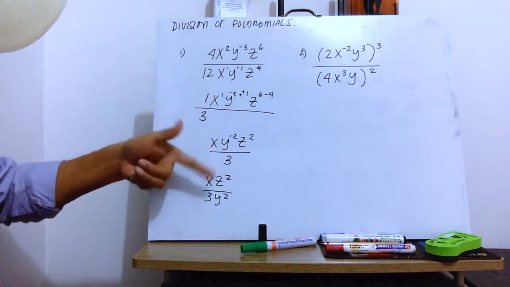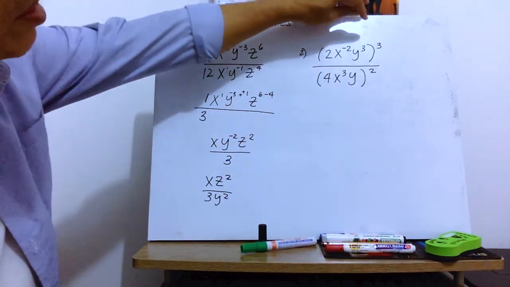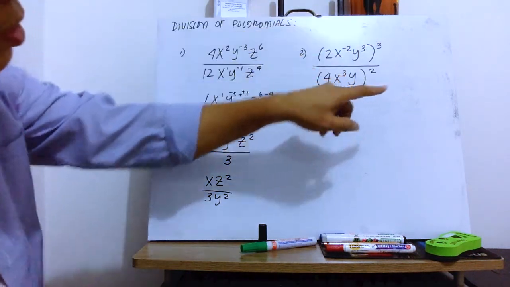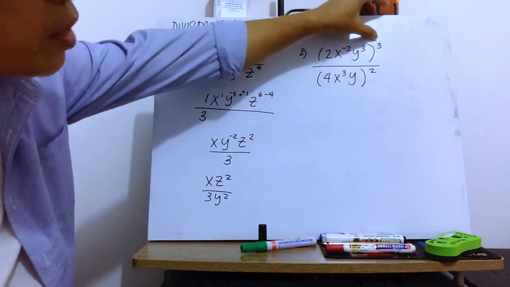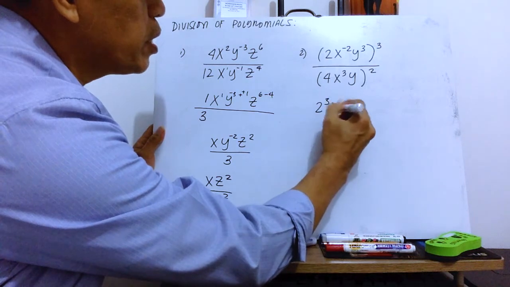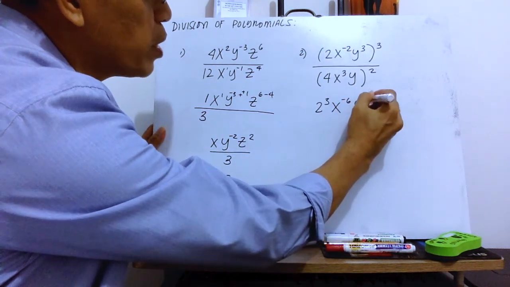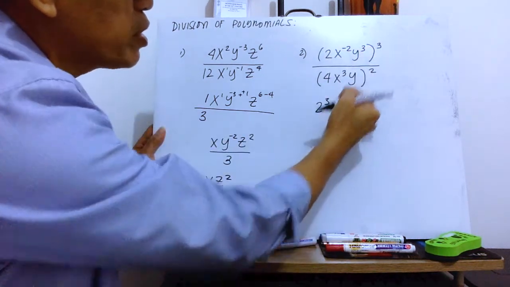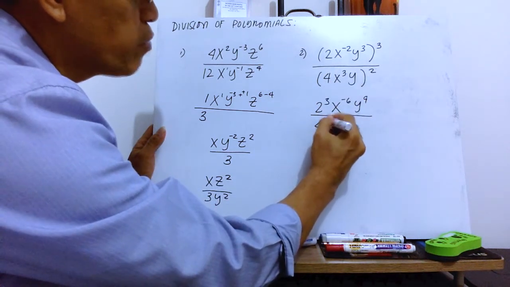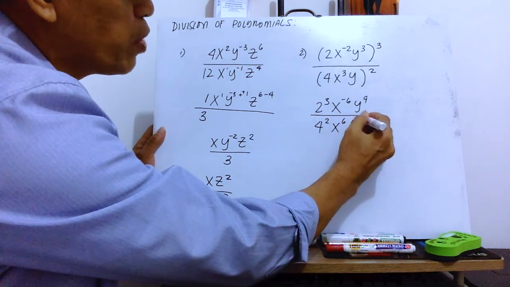Let's check. Okay, here, as you can see, they're all raised to a certain power, right? This is raised to 3, this is raised to 2. So what you do is first you distribute the exponents. So this becomes 2 raised to 3, x raised to, let's multiply, negative 6, y raised to 9. Negative 2 times 3, negative 6, 3 times 3, 9. And then raise 4 to 2. And then x raised to positive 6, y raised to 2.